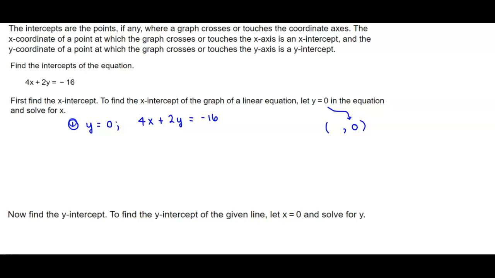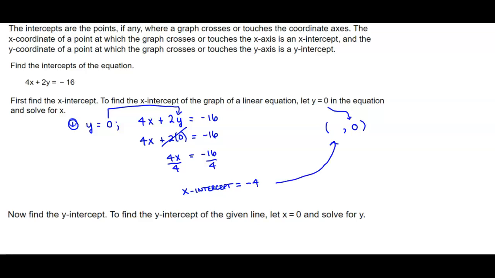So now we're going to replace y with 0. So it's 4x plus 2 times 0, which is equal to negative 16. Well, 2 times 0 is 0, and therefore the only thing left is 4x, which is equal to negative 16. Divide both sides by 4, and therefore the x-intercept is equal to negative 4. And now, when we write it as an ordered pair, the x-intercept is negative 4, 0.